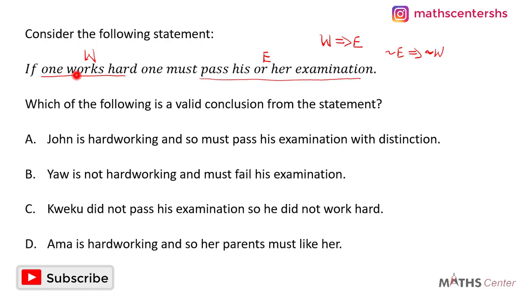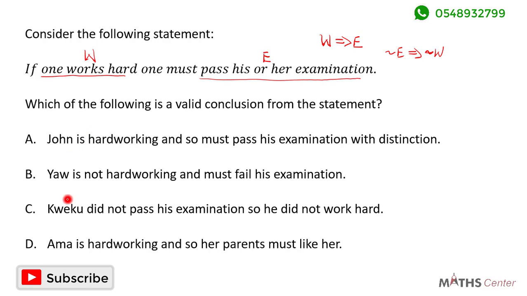W is someone who works hard. So the negative of W is someone who does not work hard. And so the statement, the negative of E implies the negative of W, means that if someone does not pass his or her examination, it implies that the person did not work hard.